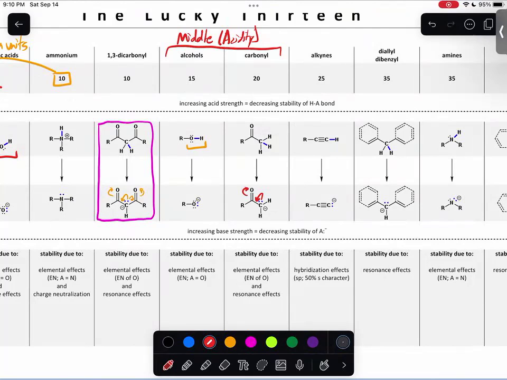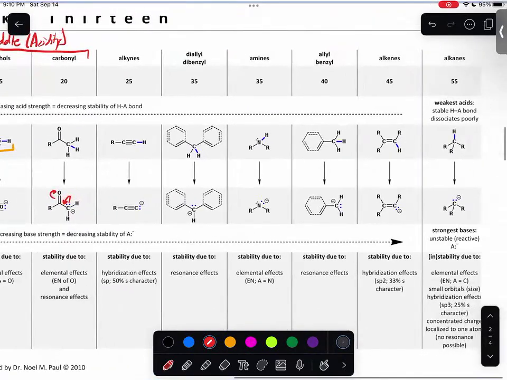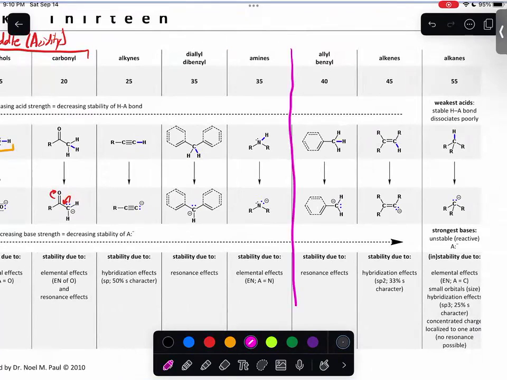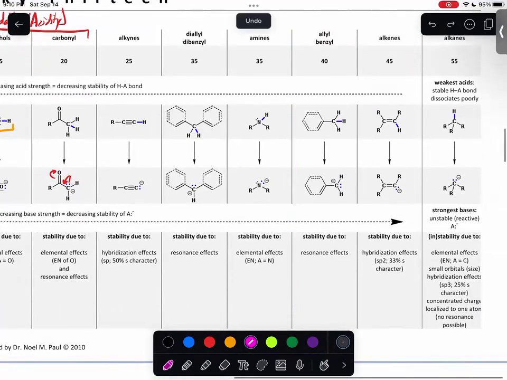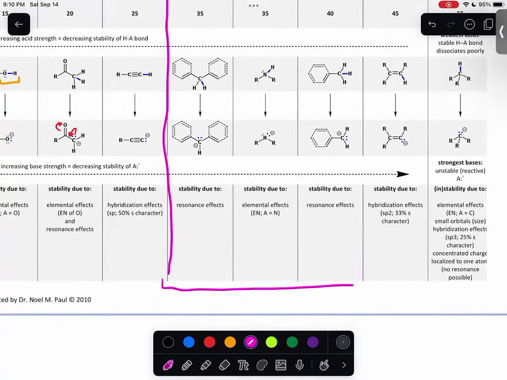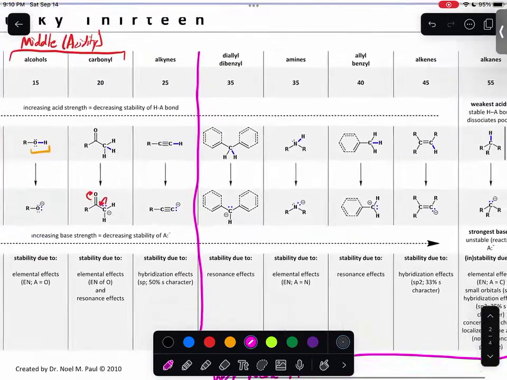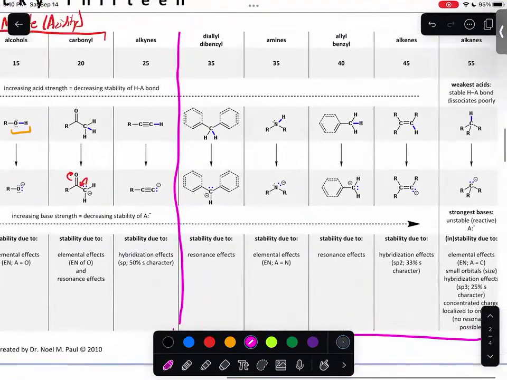Looking a little further past this is when we start to get to the range of things that are not very acidic, right? And especially if we draw another line, actually, we'll be even nicer and draw the line right here. This is when we start to get into things where we're looking at weak or very weak acids. All right. So we have alkynes at right around 25. And then these diallyl dibenzyl, which are essentially just carbons with resonance to other carbons.